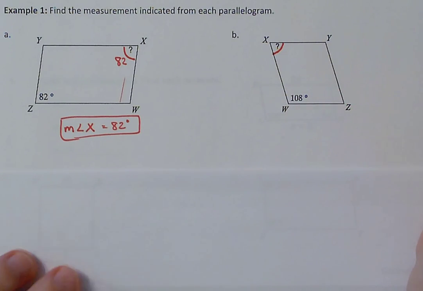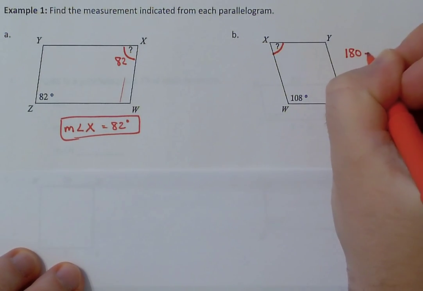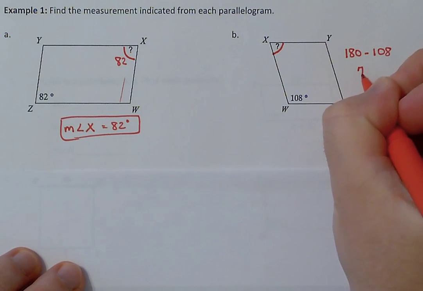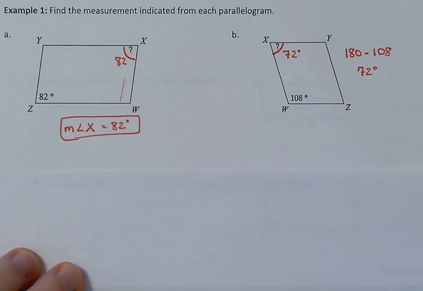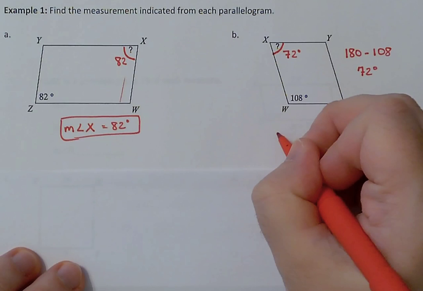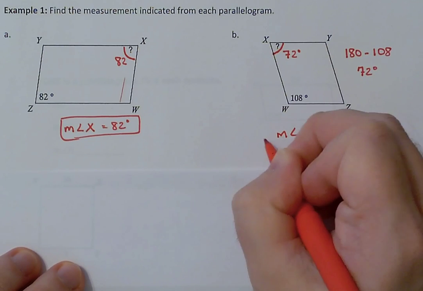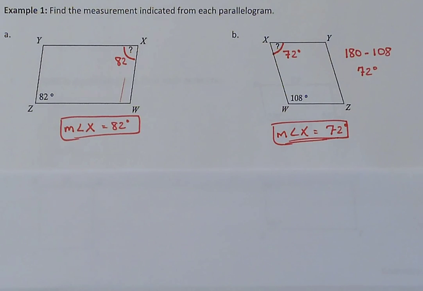Because they are next to each other, they are consecutive, so they have to add up to be 180 degrees. So to figure out the measure of X, we're going to take 180 and subtract 108. 180 minus 108 gives us 72 degrees, which means that the measure of angle X would be 72 degrees. And that is my answer for part B. All right, so that is how we do parts A and B.